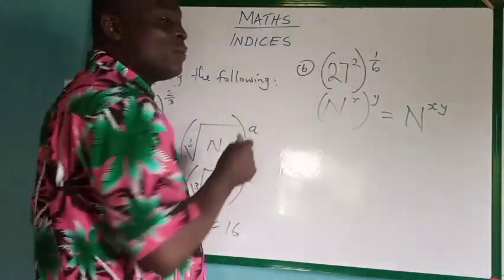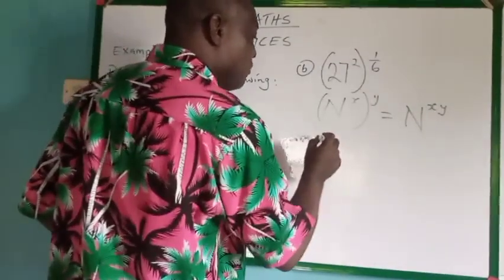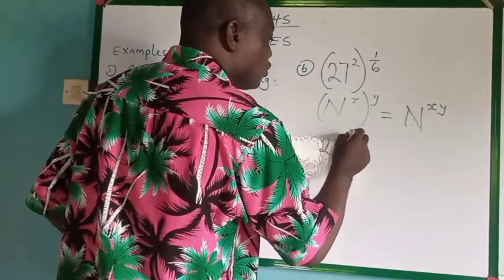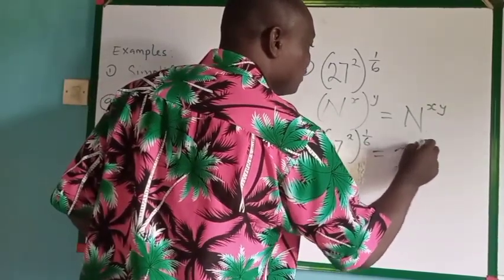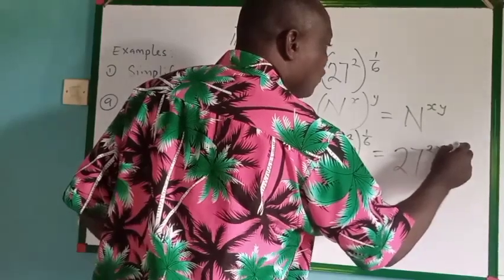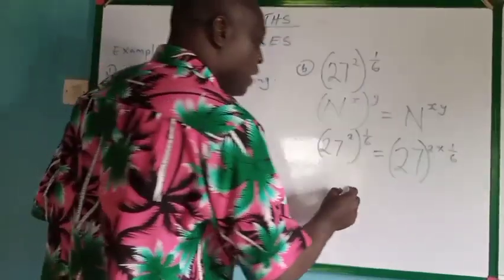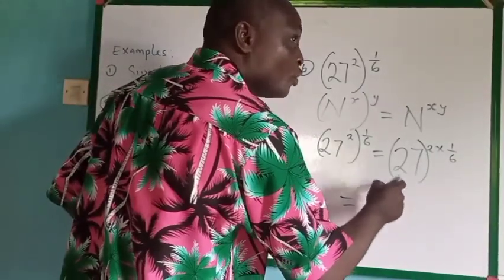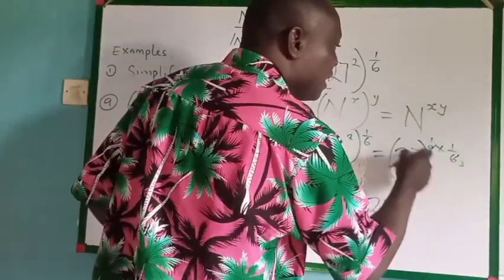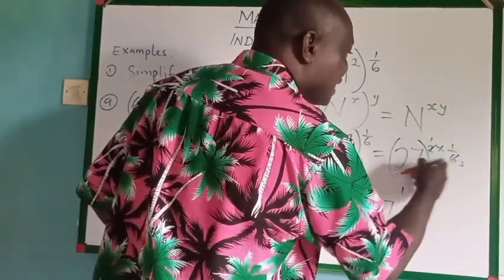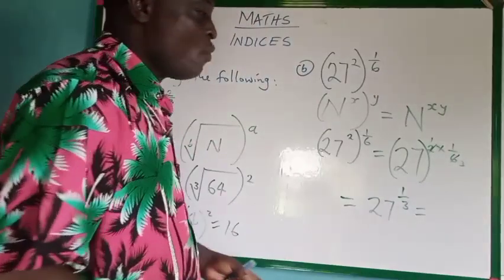The same thing will apply when you are dealing with numerical values like this. So for me to have the final value, it will be 27 raised to power 2, all raised to power 1 over 6. That will be equal to 27 raised to power 2 times 1 over 6. So I'm multiplying the two powers. 2 times 1 over 6: 2 here will give me 1, 6 here will give me 3. That will be 1 times 1, which is 1, and 3 times 1 will give me 3. So that will be equal to 27 raised to power 1 over 3.